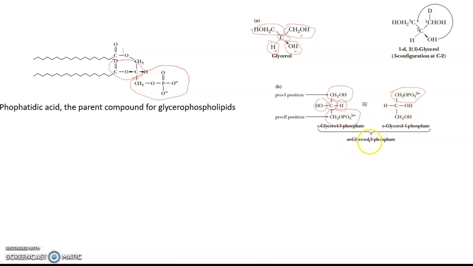Why is it 3-phosphate? Why not 1-phosphate? Because there's an agreement by biochemists that if you use the deuterium atom to attach to this number 1, this becomes an S configuration, which is called a pro-S configuration. So when it is done that way, then the carbon here becomes the number 1 carbon, the chiral center becomes the number 2 carbon, so the other carbon becomes the number 3 carbon. That is why it is called glycerol 3-phosphate.